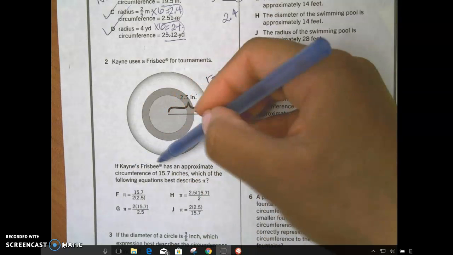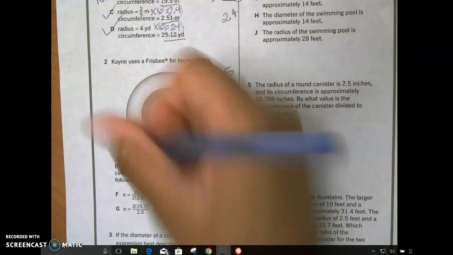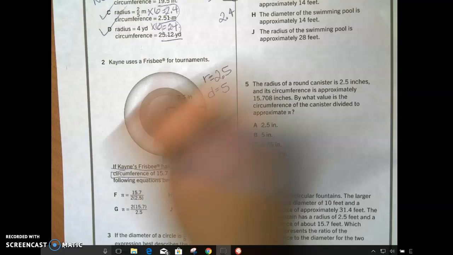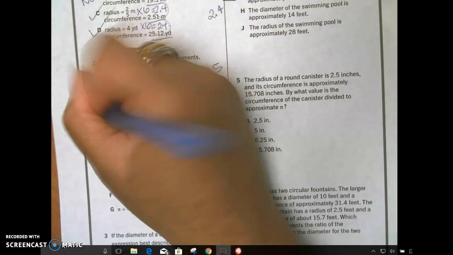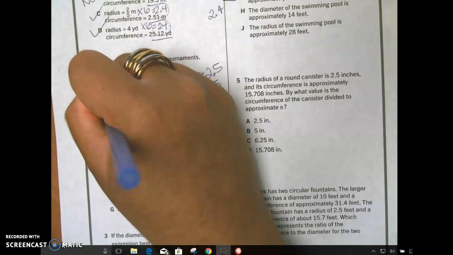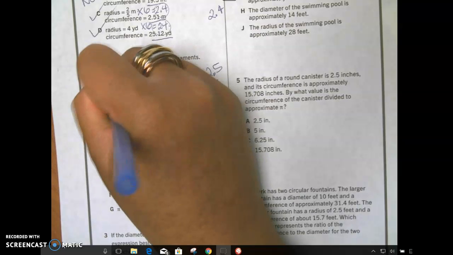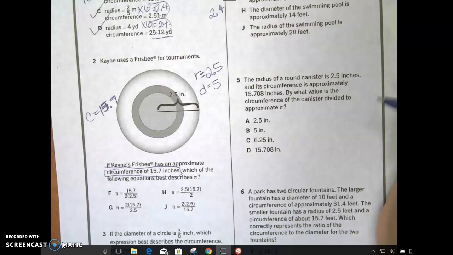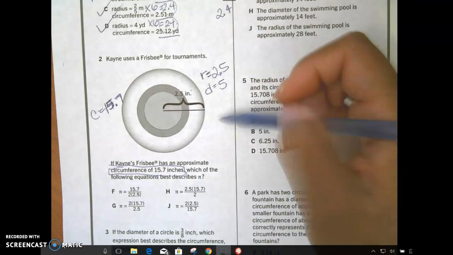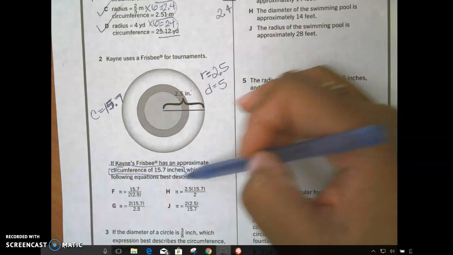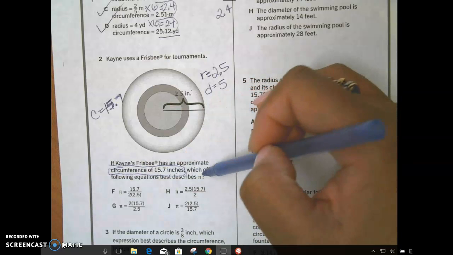If Kane's frisbee has an approximate circumference, now they've given me a circumference. This needs to be circled, underlined, boxed, highlighted, something. C equals 15.7. Where should I be looking right now to understand? Oh, I really don't even need to look at my multiples of pi because I can just figure out how they got it. Which of the following equations best describes pi?